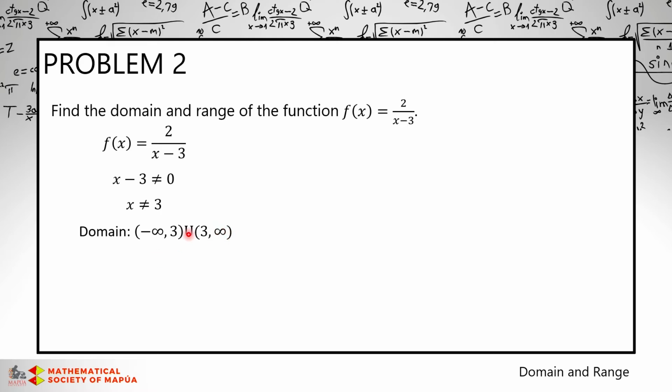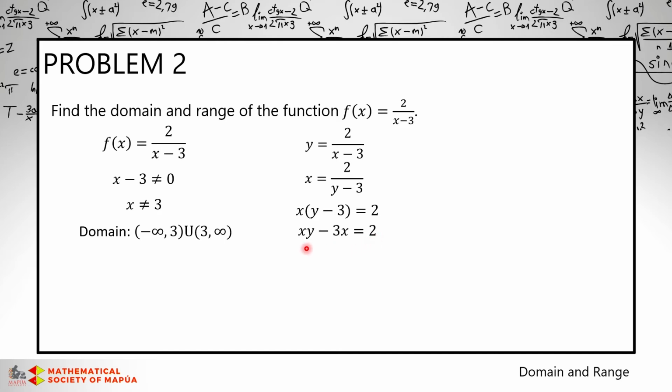Now, in getting the range, again, kukunin natin yung inverse ng function. So, pagpalitin natin yung x and y, then we solve for y. So, we multiply both sides by y minus 3. And then, now we distribute x dito. Magiging xy minus 3x equals 2.